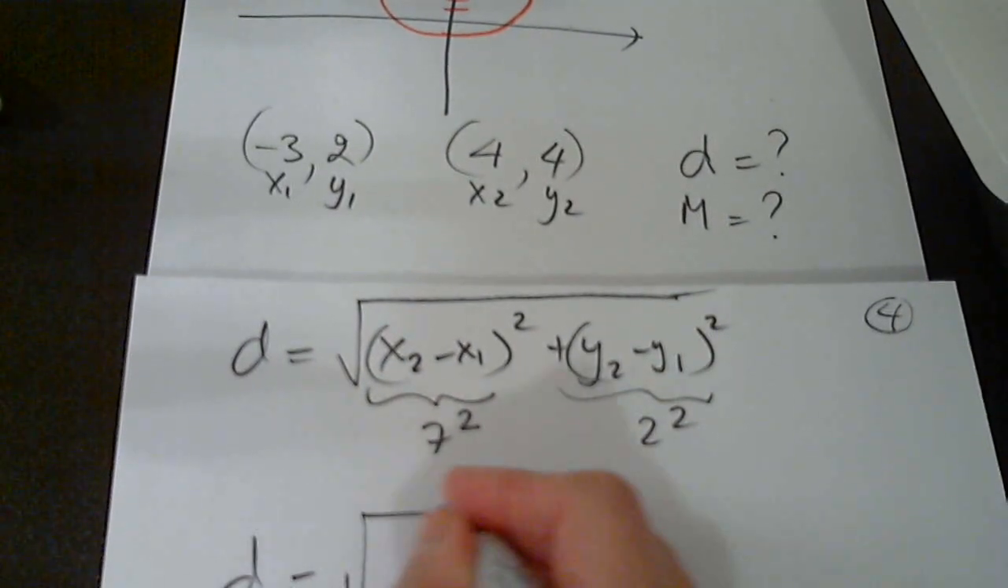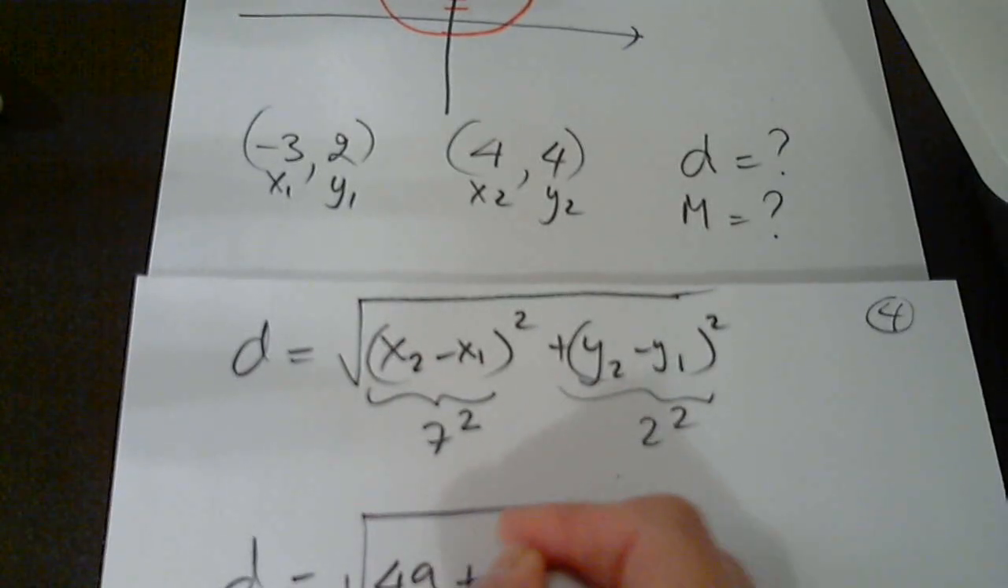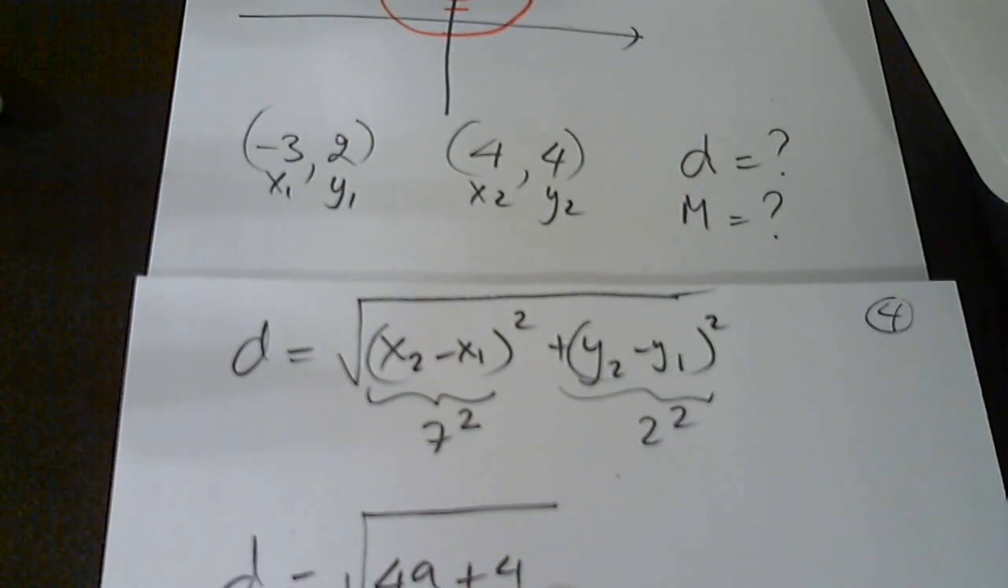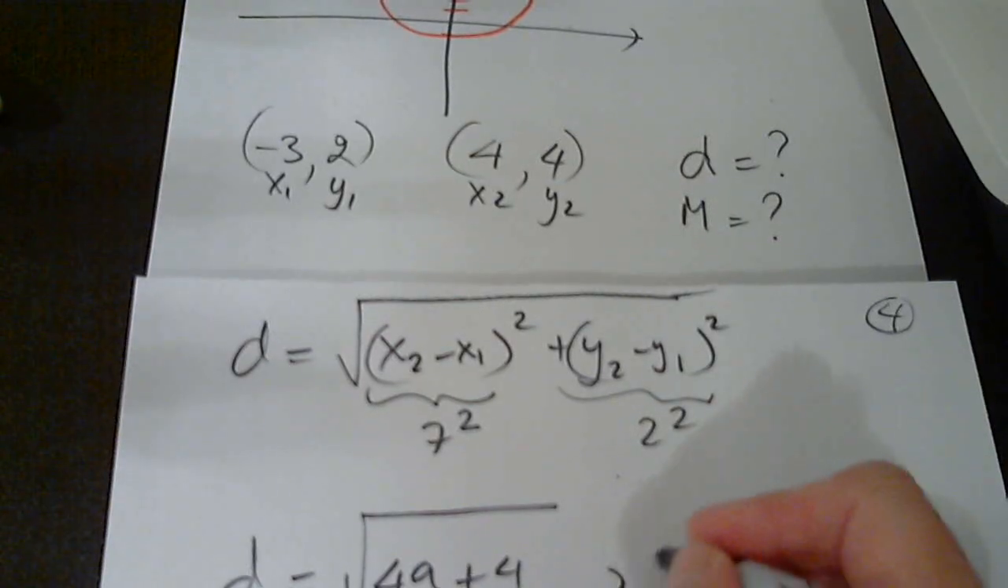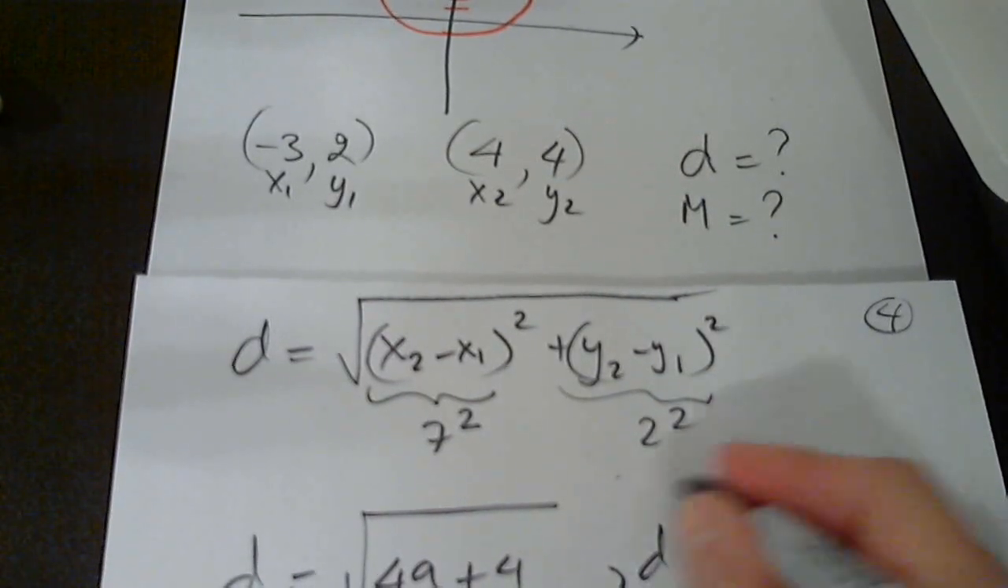Okay, I know exactly what to write. D equals the square root of 49 plus 4. 49 plus 4 is 53. So D equals the square root of 53. Done.